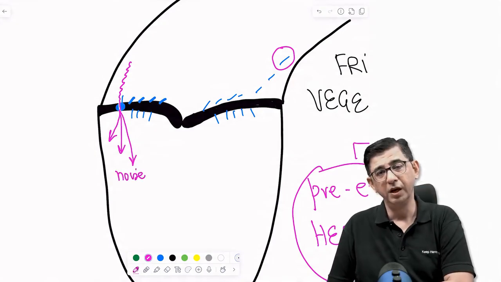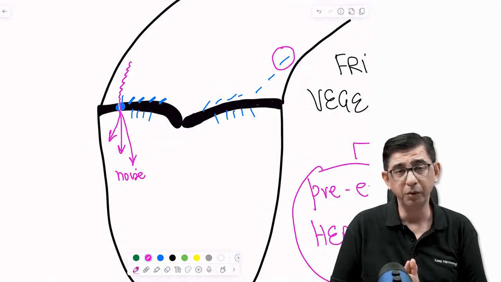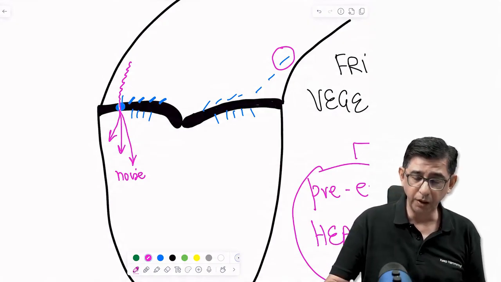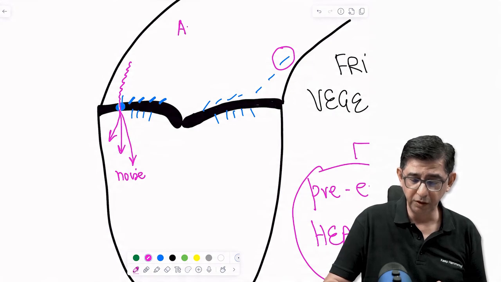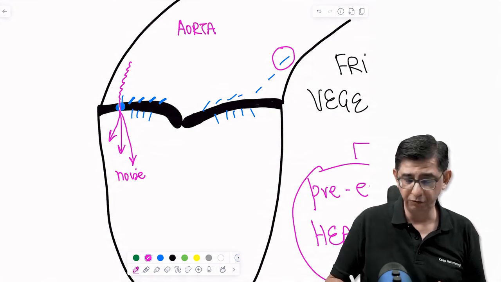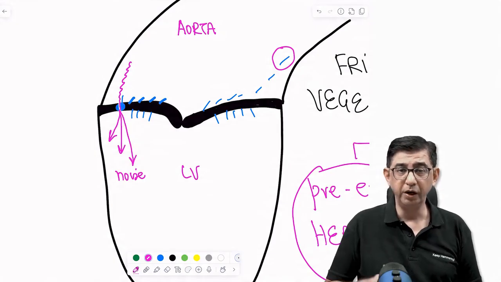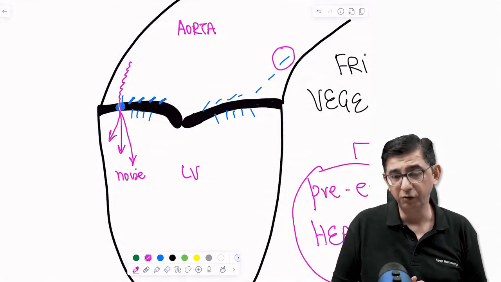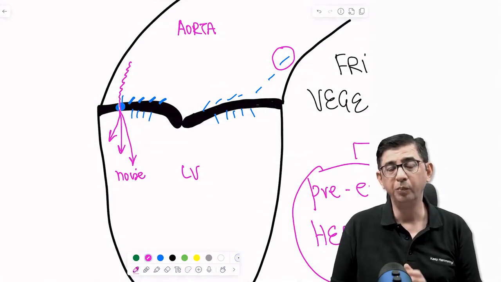Guys, in you and me, not a single drop of blood will ever leak from the aorta back into the chamber of the left ventricle. This on the top is the aorta. Inferiorly, this is the left ventricle. The blood is leaking from the aorta back into the left ventricle, not across incompetent valve leaflets.